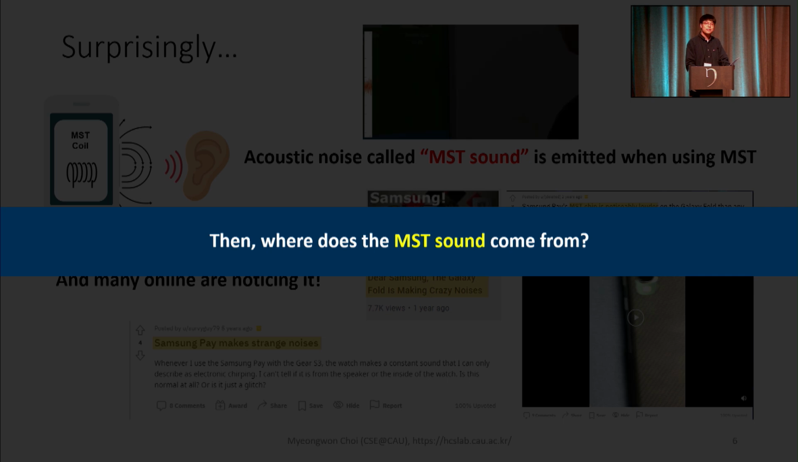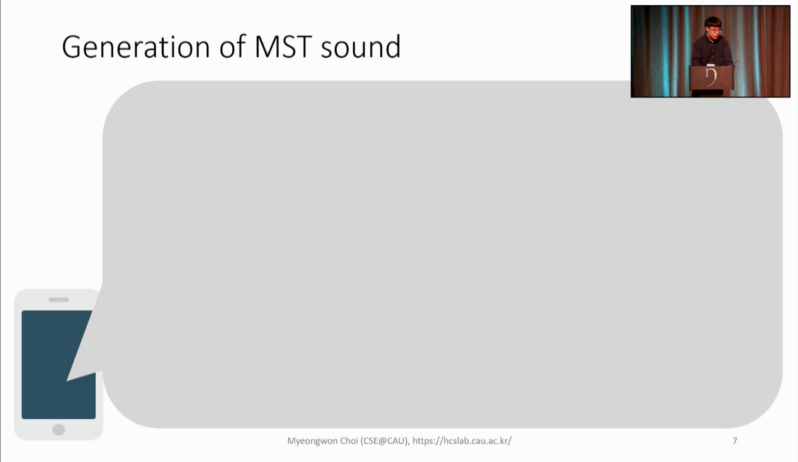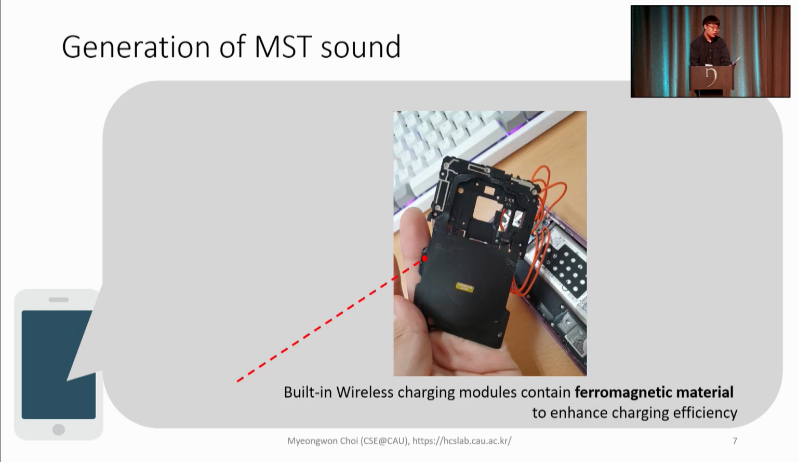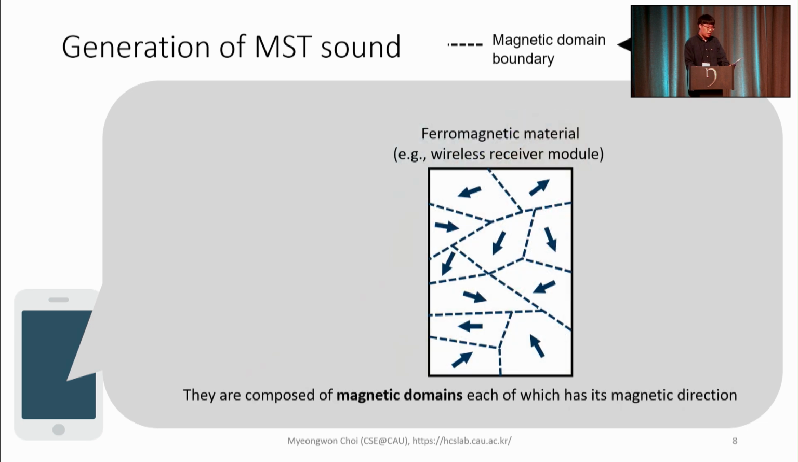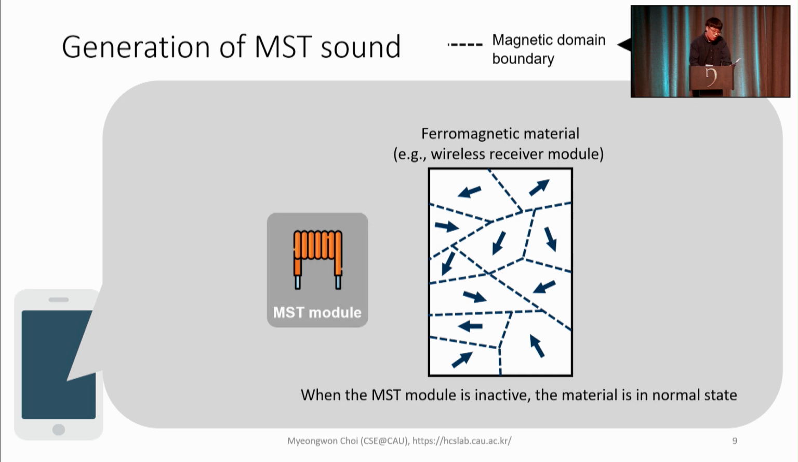Then, where does the MST sound really come from? To understand the MST sound, we need to check out its origin. Most recent mobile phones include wireless charging modules. The modules contain ferromagnetic material to enhance the charging efficiency. The materials are composed of an internal structure called magnetic domains, each of which has a magnetic direction. When the MST module is inactive, so no magnetic field is applied, the material is in a stable state because the directions of the magnetic domains cancel each other.